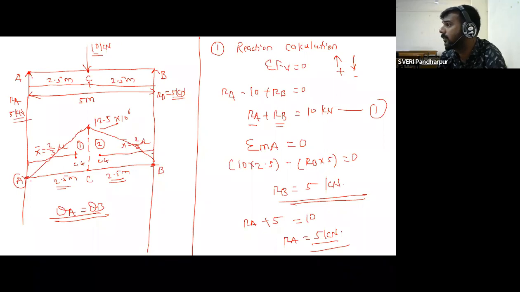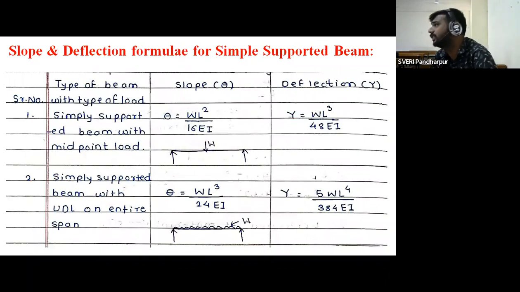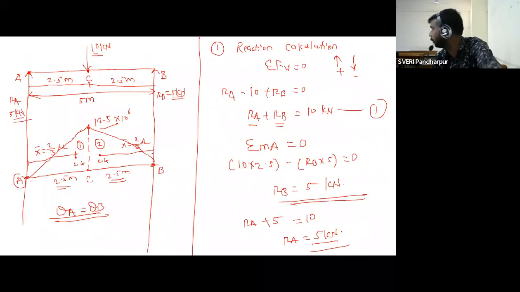WL square upon, please check. Maybe it is correct, but check once again. WL square upon 16 EI. बरोबर, दिस इज द फॉर्म्युला. आहे का फॉर्म्युला आपल्या डेरिवेशनचा? आणि व्हॉट इज द डिफ्लेक्शन फॉर्म्युला? WL cube upon 48 EI. डिफ्लेक्शनचा फॉर्म्युला आहे का केस नंबर 1 साठी? WL cube upon 48 EI. म्हणजे हे दोन फॉर्म्युले वापरून पण आपण हा मोमेंट एरिया मेथडचा प्रॉब्लेम सॉल्व करू शकतो.